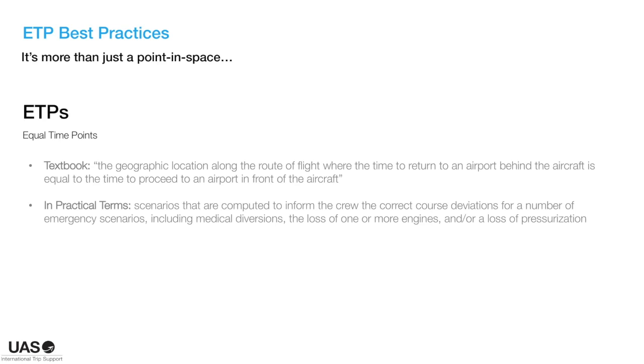Equal time points is a hot topic in our community. The textbook definition is, quote, "the geographic location along the route of flight where the time to return to an airport behind the aircraft is equal to the time to proceed to an airport in front of the aircraft." But regardless of that definition, in practical terms, we all know it as the scenarios that are computed to inform the crew the correct course deviations for a number of emergency scenarios.